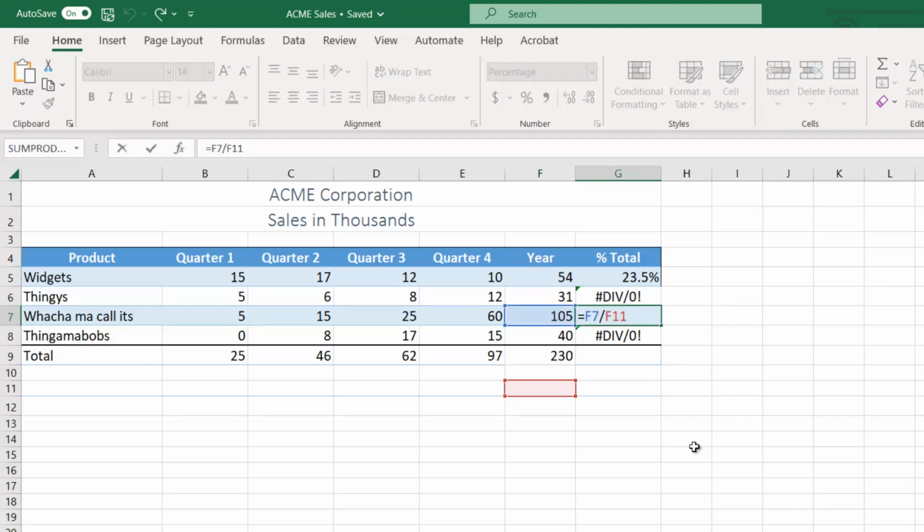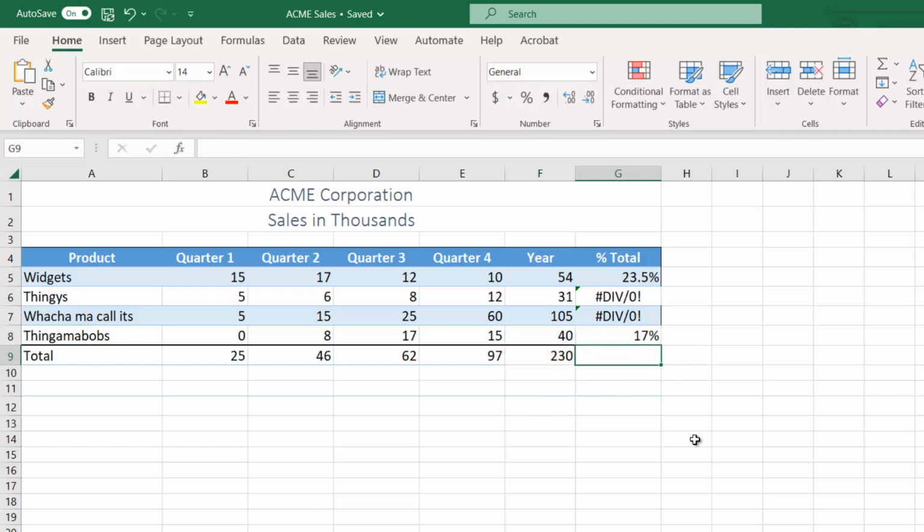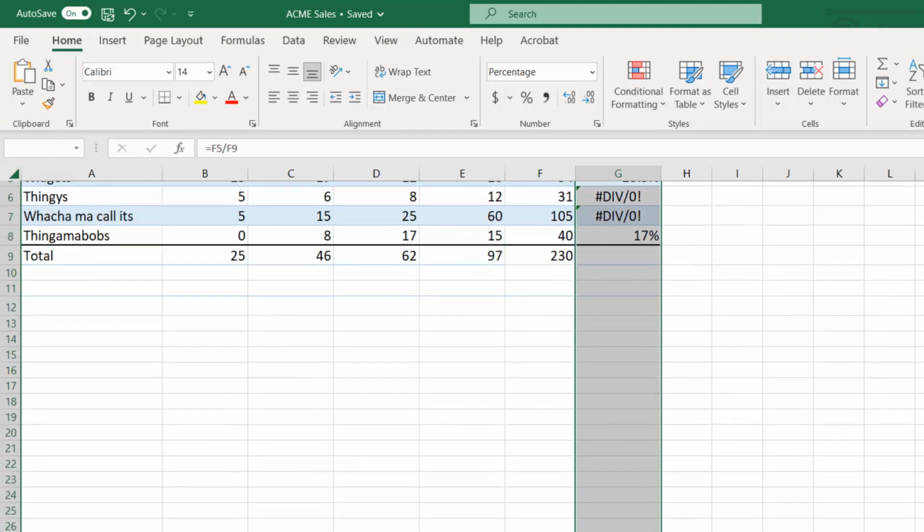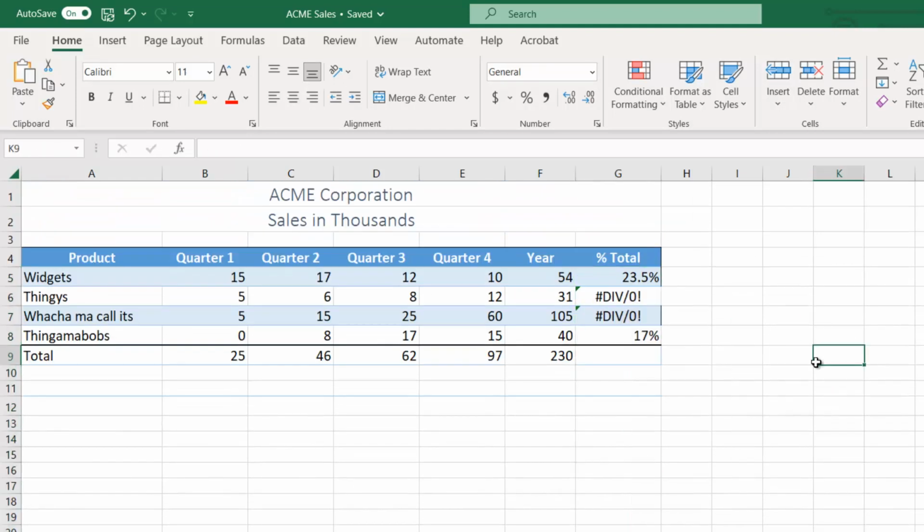And we can see the problem here. It changed the F9 to F11 here, and it changed the F9 to F12 here. Now I could fix that. I could select that and click there and fix it. But if this went down 100 rows, I don't want to have to edit every single formula.